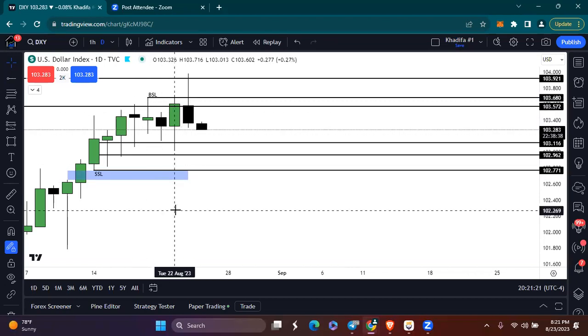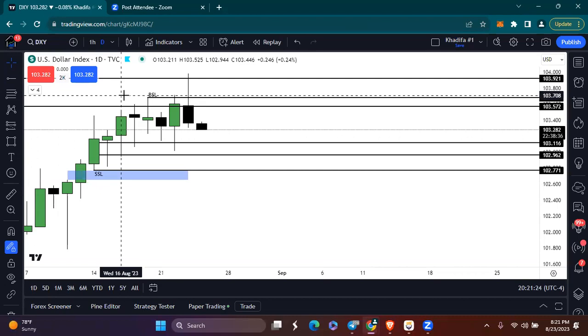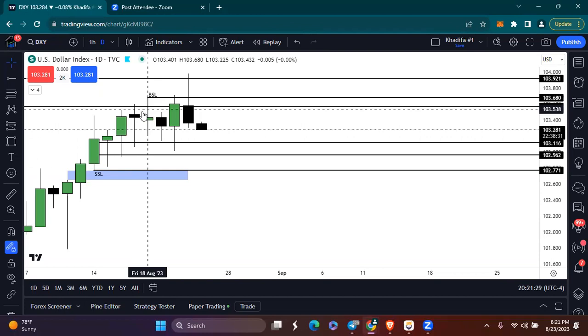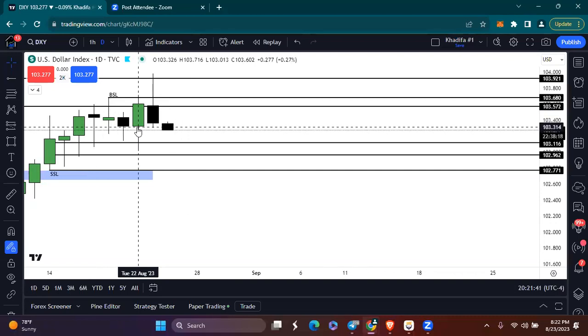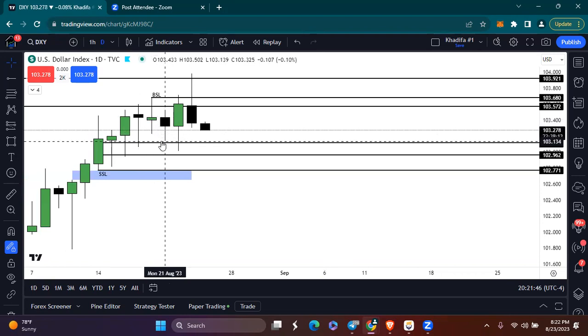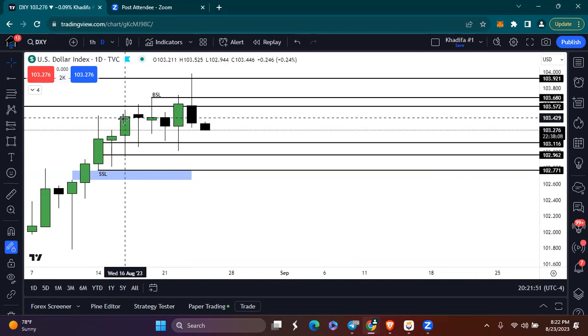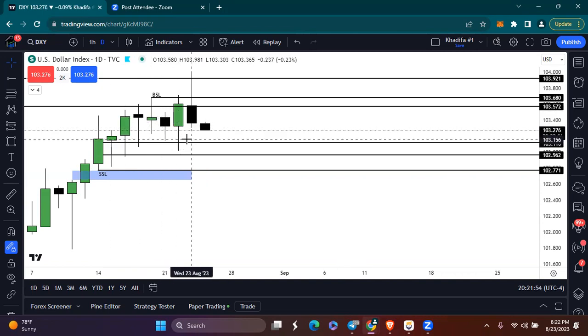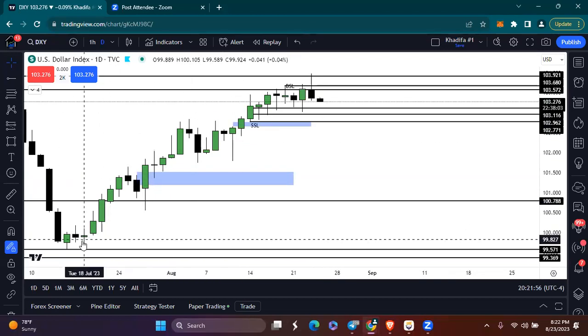What does that tell you? That shows you that the market is losing steam, price is losing steam, it's unwilling to break above that buy side liquidity and close above that buy side liquidity, right? So this is an indication that we could start to see some downward momentum off of the dollar, right?